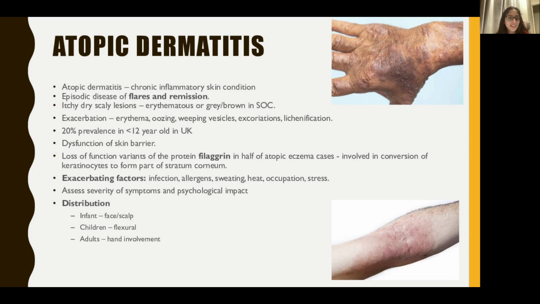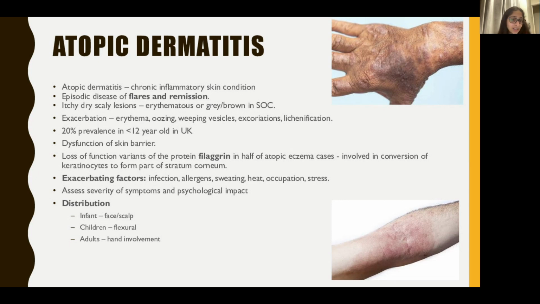So if you go back to the first lecture, we can see that that is part of the superficial layer of the skin. And then exacerbating factors for a flare can include infections, allergens, sweating, heat, and stress. And sometimes there can be occupational links that can cause exacerbations as well.